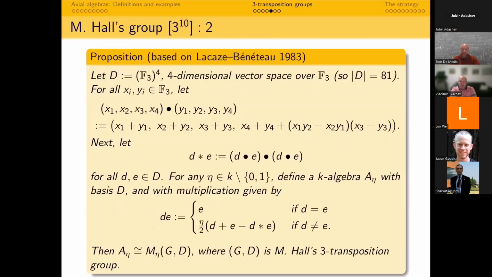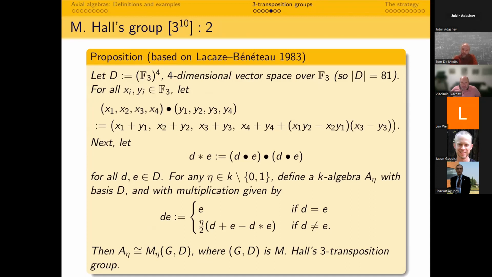And let me go into this just for fun. I'm not going to really need this, but let's look in detail at what the axial algebra, so the Matsuo algebra, corresponding to this largest example looks like. And it's interesting that you can write it down explicitly very easily. I found this in a paper by Lacaze and Beneteau from '83, which is not a well-known paper. It was a bit hidden in the literature, but here is a very simple, explicit description of this otherwise quite complicated group.